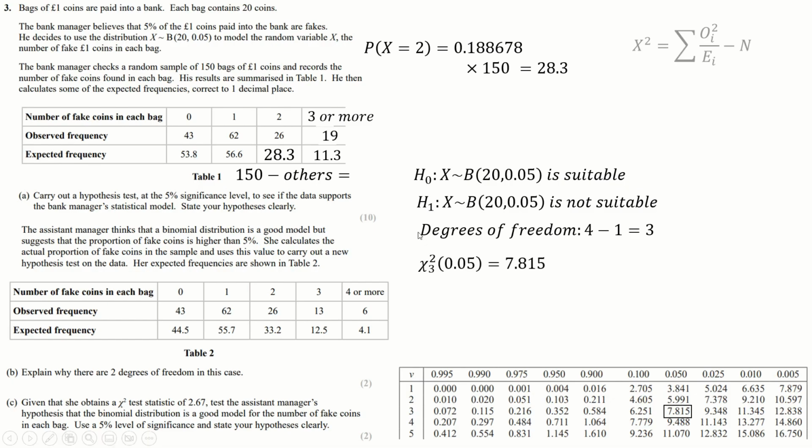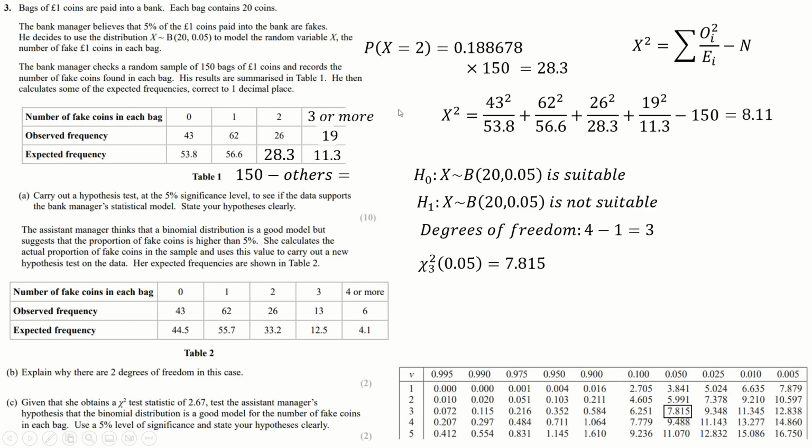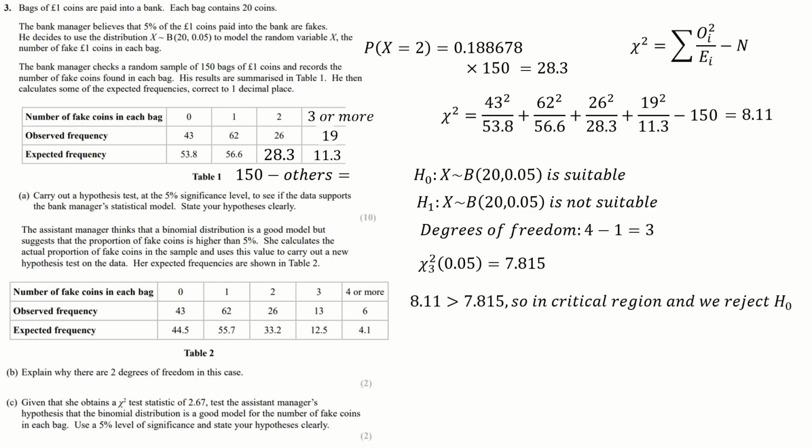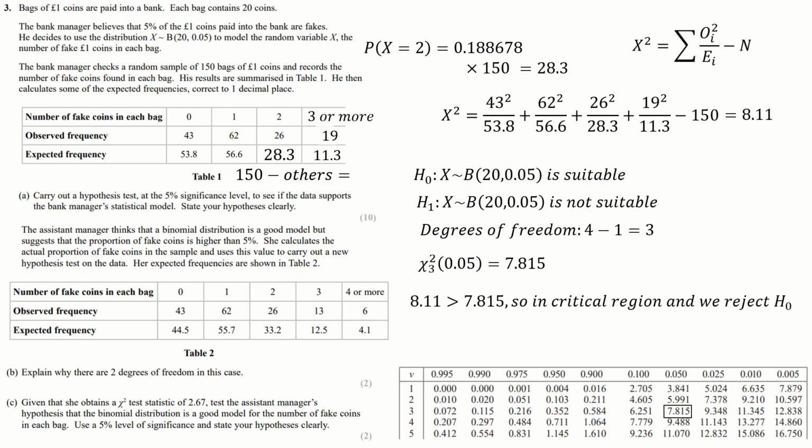And then, of course, we follow the formula. Now, I prefer using this formula. If you don't, then that's fine. It's up to you. But this is just our observed frequency. So it's this squared over our expected is this. And then we just do all 4 of those added together. So this squared over this, this squared over this, this squared over this, and so on, added together, and then take away n, which is 150, and we end up with that. Now that's greater than this, so we're within the critical region, and so we reject H naught, and that hopefully is all 10 marks there. Cool.